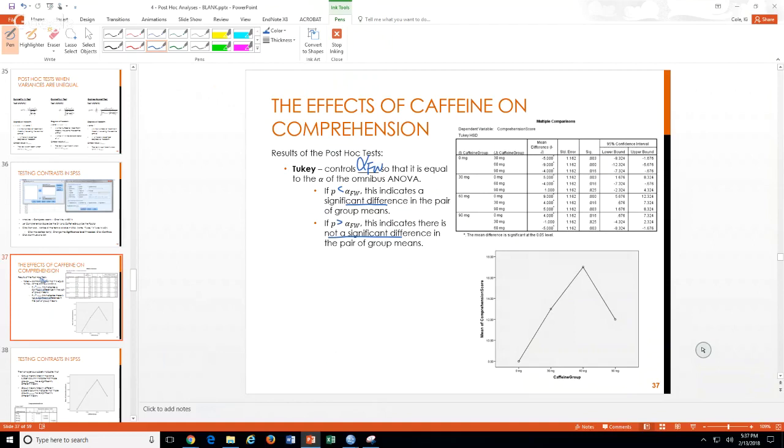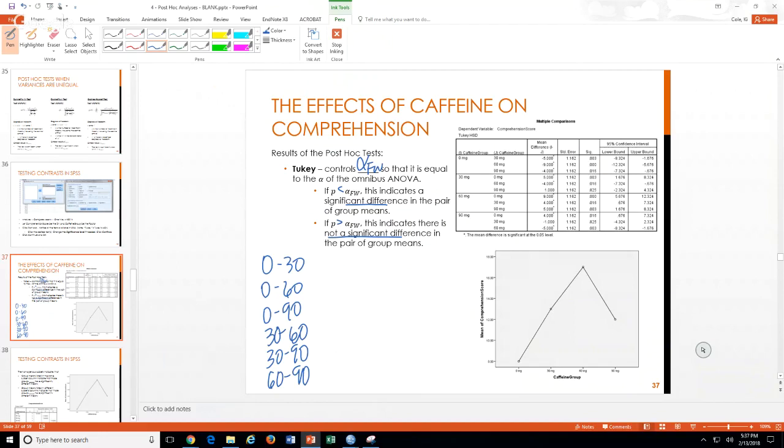So here we could compare the 0 to 30, 0 to 60, 0 to 90, 30 to 60, 30 to 90, and 60 to 90. There we go. Okay. So those are the 6 pairwise comparisons that we are interested in. Again, we don't have to modify alpha because it does that for us already.